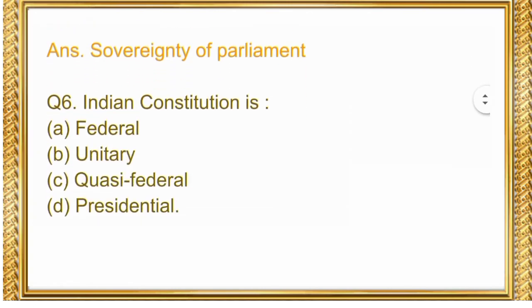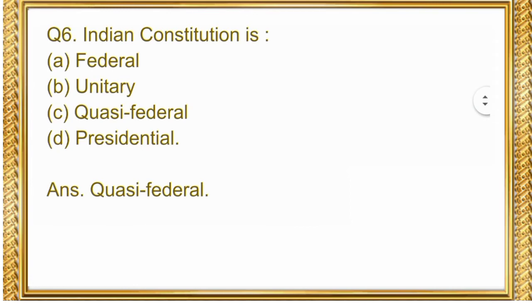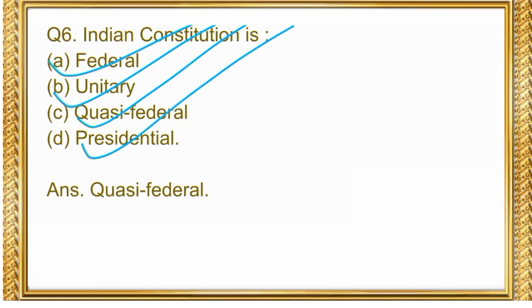Next question is question number 6, telling that the Indian Constitution is, option A is federal, B is unitary, C is quasi-federal, and D is presidential. And the correct option is C, quasi-federal.